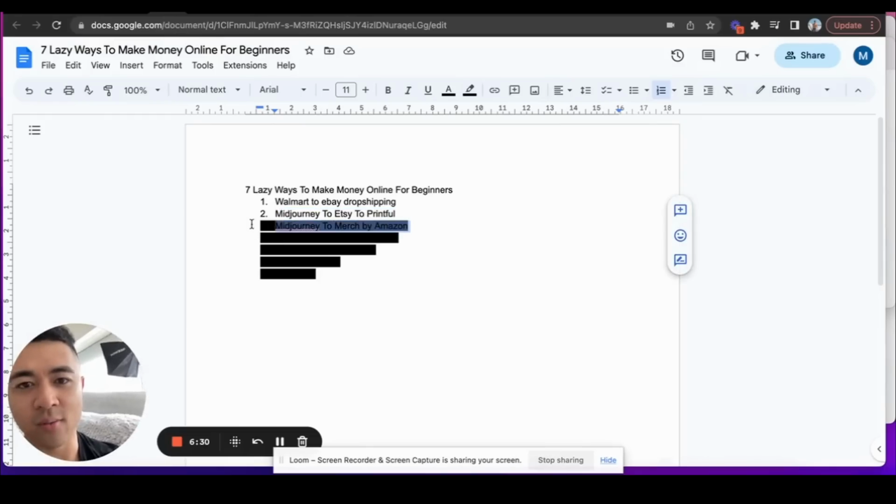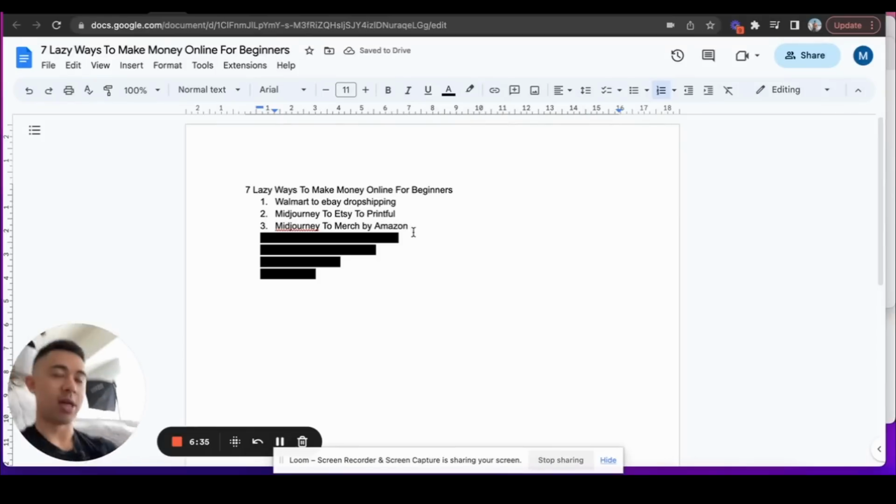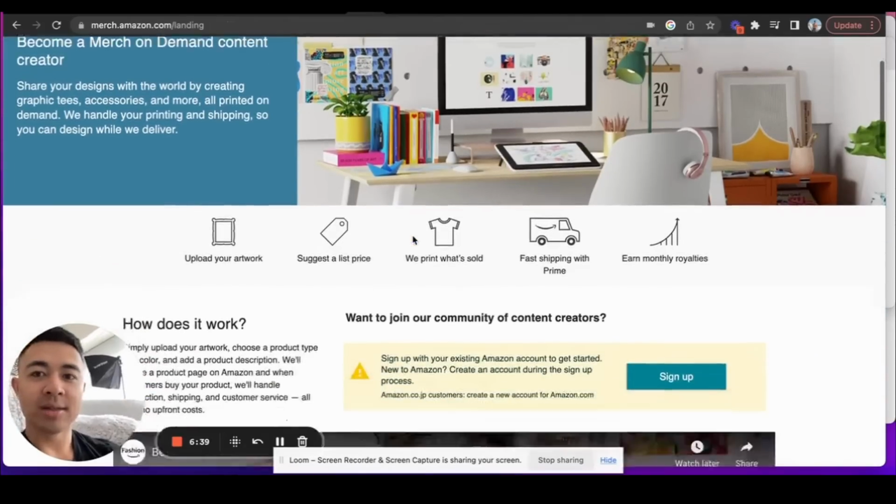Now, what is the third way to go ahead and make money online? What do you think? Let's actually reveal it. That's Midjourney to Merch by Amazon. So it's the exact same thing, but leveraging Amazon and merch.amazon.com.